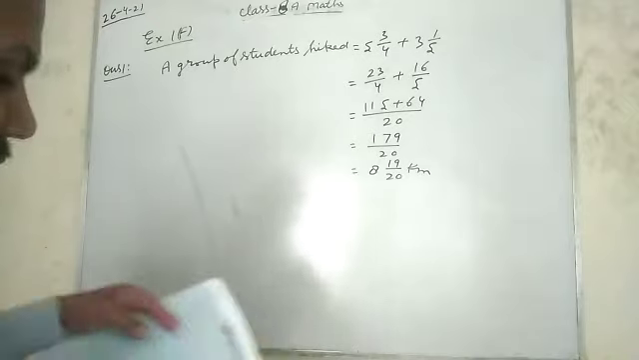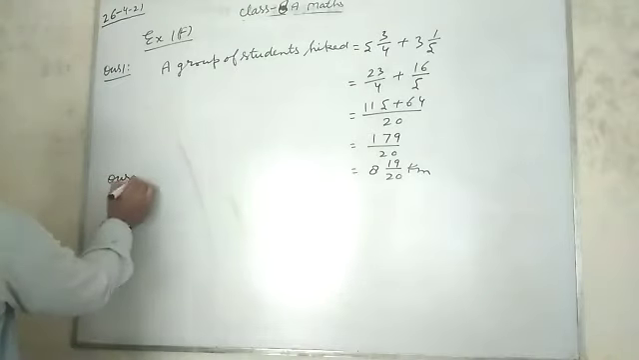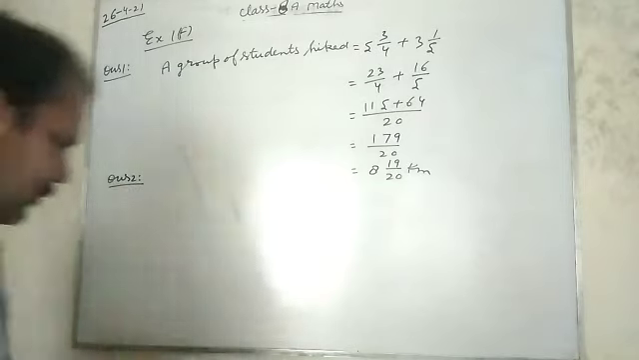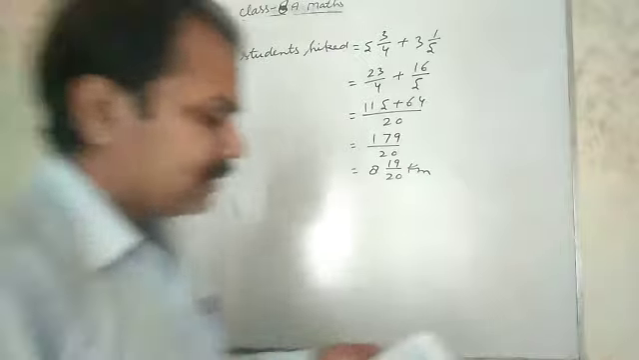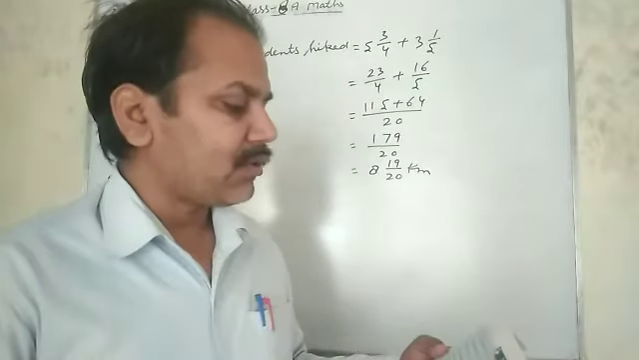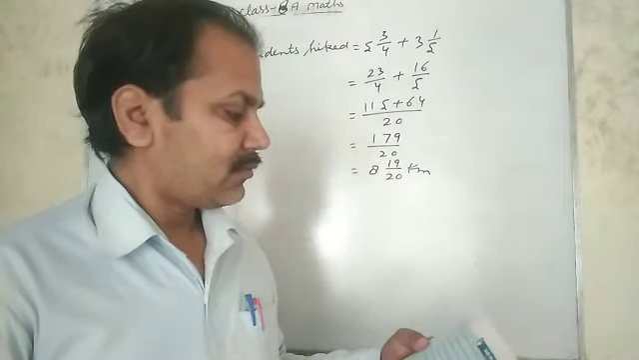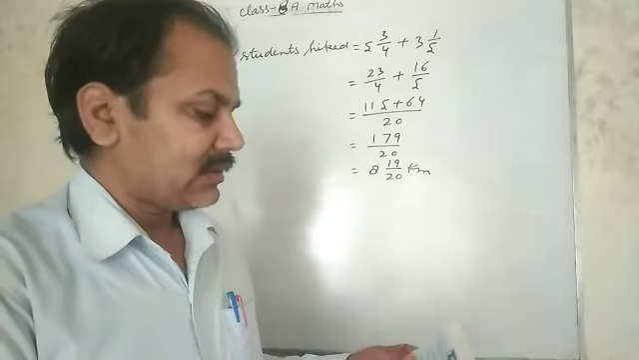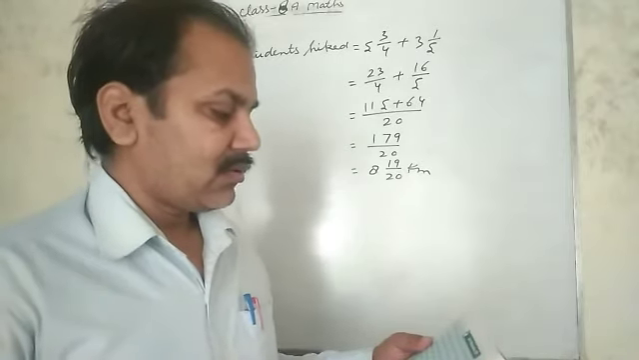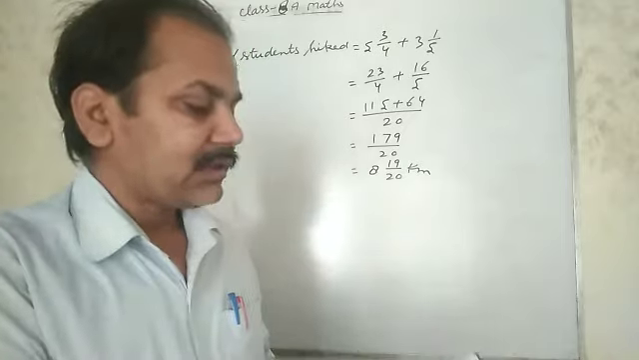Then question number second. Miss Joshi walks her dog 4 by 5 kilometer each day. What is the total distance that Miss Joshi walks her dog in 6 days?